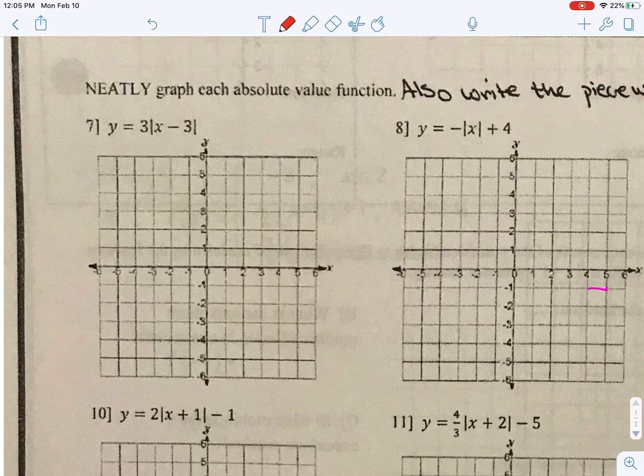This tells me to go right 3 because that's the opposite, and then nothing's out here. So I'm not going up at all. And A equals 3 tells me to go 1 over and 3 up. And I'm done. Just that easy.